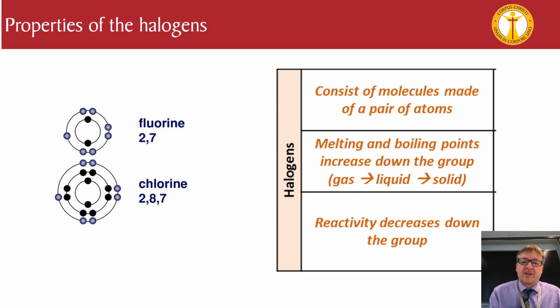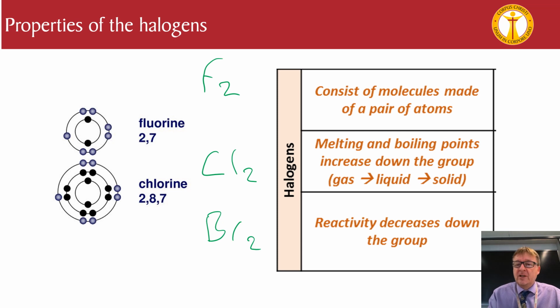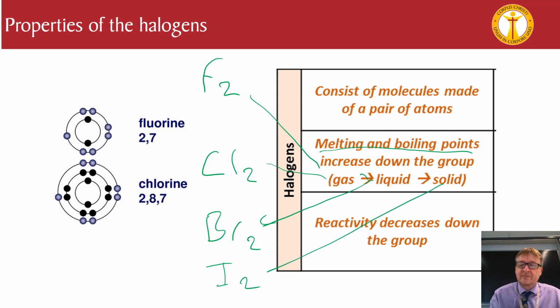Now the properties of the halogens, they consist of a pair of atoms. So fluorine is actually written F2 because they bond together by a covalent bond. Chlorine is Cl2, bromine is Br2. The melting and boiling points increase down the group. So fluorine starts as a gas, chlorine is also a gas, bromine is then a liquid, it's one of the 2 liquids on the periodic table, and then iodine is then a solid. So melting points and boiling points increase down the group. And the third fact is reactivity decreases down the group.